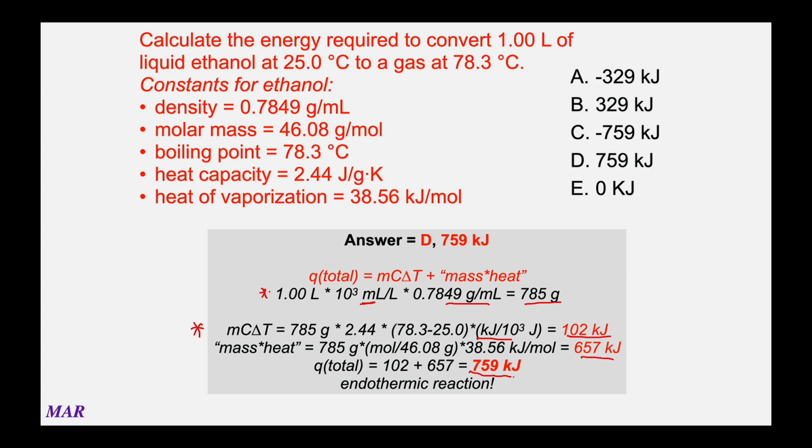759 kilojoules. The energy that you're going to use to go from a gas at 78.3 degrees Celsius to a liquid at 25.0 Celsius would be the opposite of the answer we just had. So if you wanted to go from a gas at 78.3 to a liquid at 25.0, the answer would be negative 759 kilojoules, just the opposite of what we did. No problem. Breaking these problems down into little segments I find very useful, and I would recommend that you try that for yourself as well.